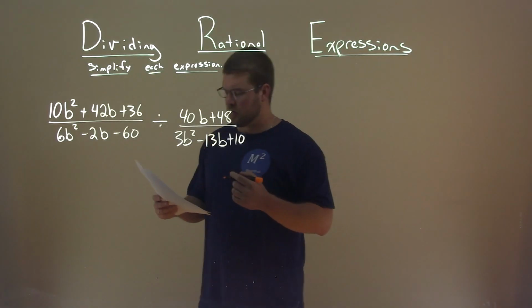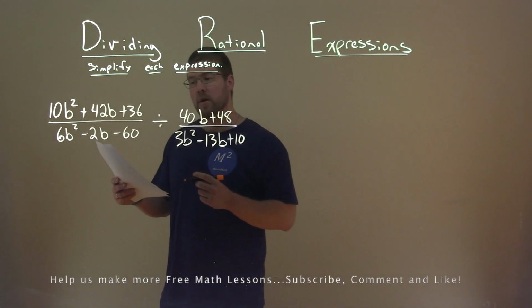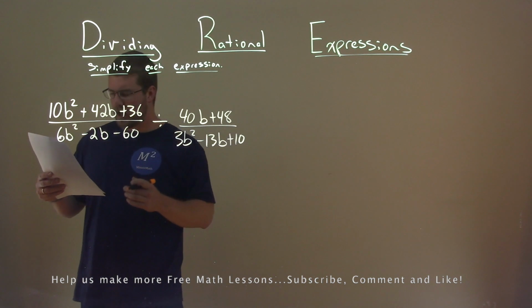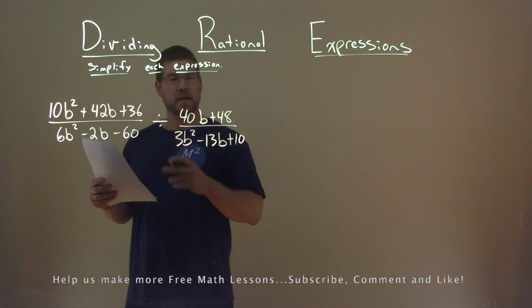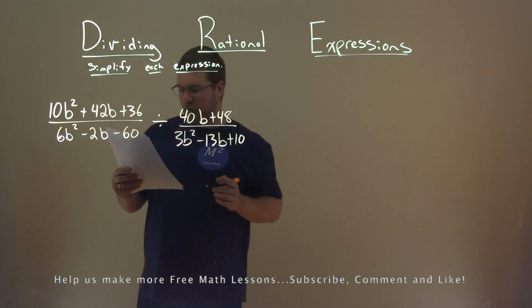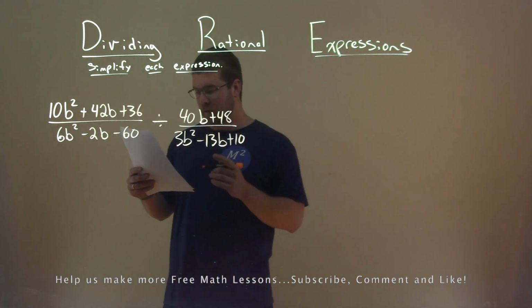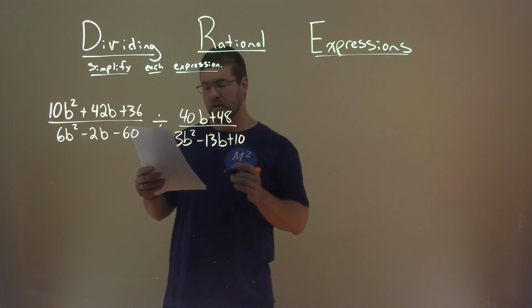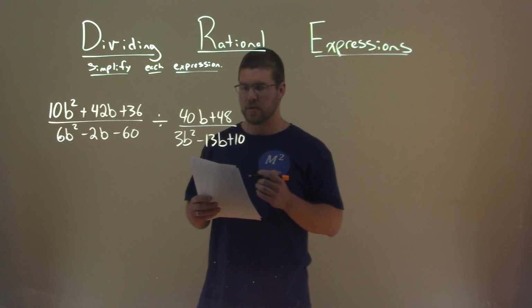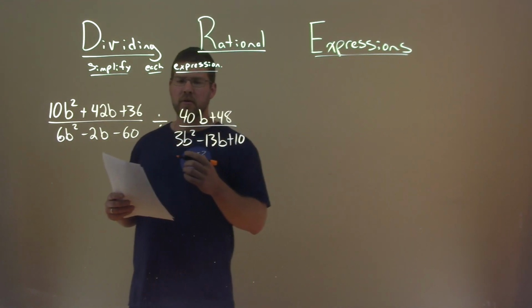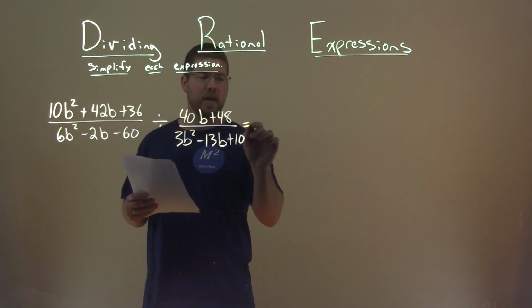We're given this expression right here: 10b squared plus 42b plus 36 divided by 6b squared minus 2b minus 60, divided by 40b plus 48 divided by 3b squared minus 13b plus 10, and we need to simplify this expression. Well, first thing I'm going to do is rewrite this as a multiplication problem.